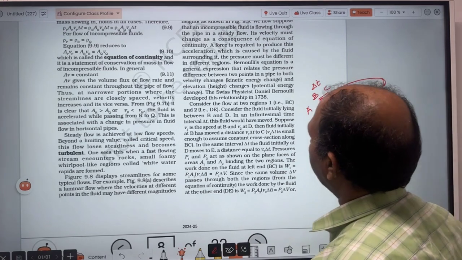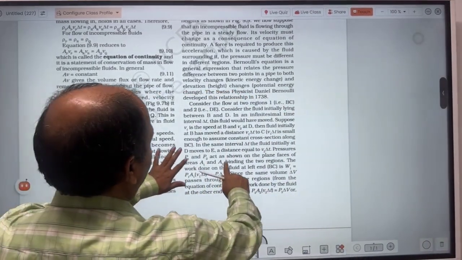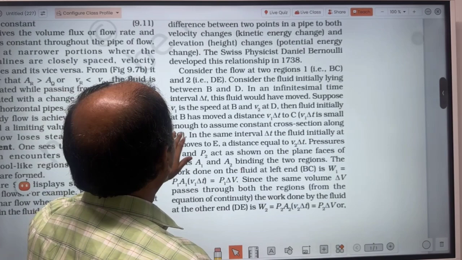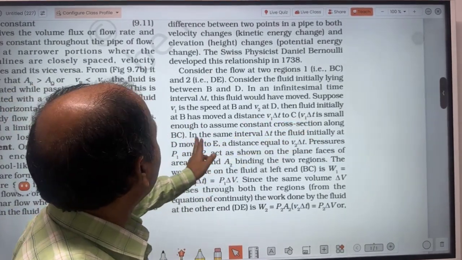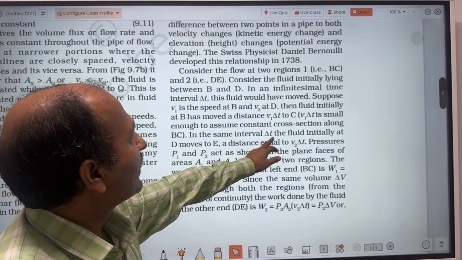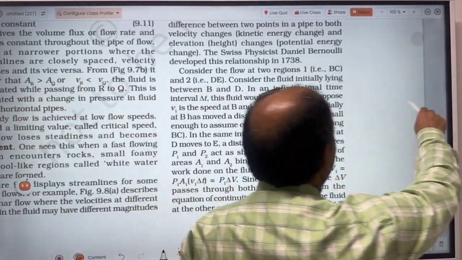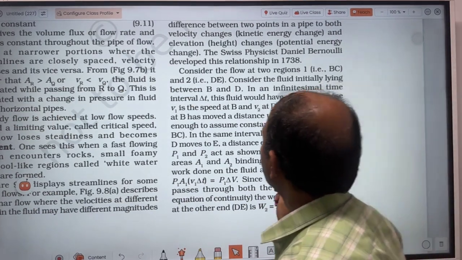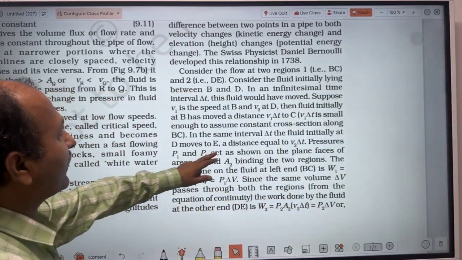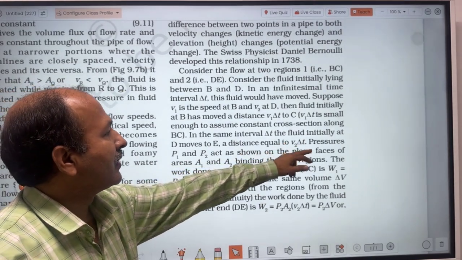So same concept we are applying here. Now in the same interval delta t, the fluid initially at D moves to E. The same picture we can see at right corner, there also it moves a certain distance, a distance equal to V2 delta t.